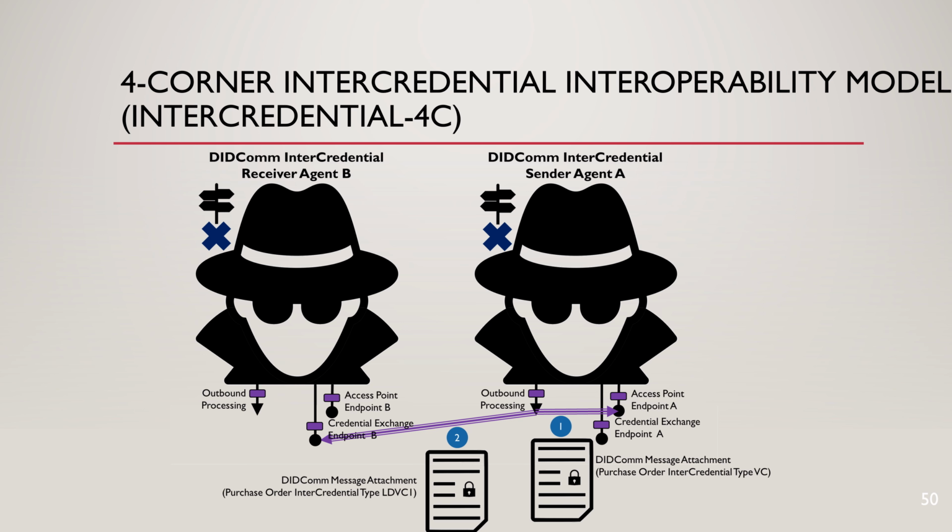Then the next thing that's going to happen after the access endpoint A has transformed that VC InterCredential type into an LD VC1 InterCredential type, the outbound origin of the sender is going to send that over to the credential exchange endpoint of the receiver. That's step number 2.